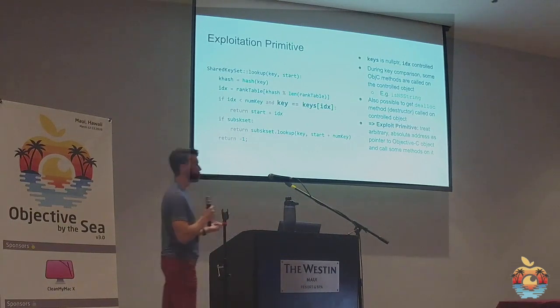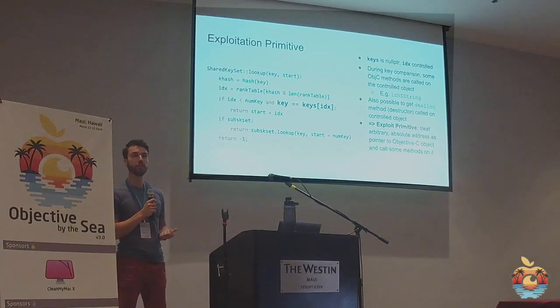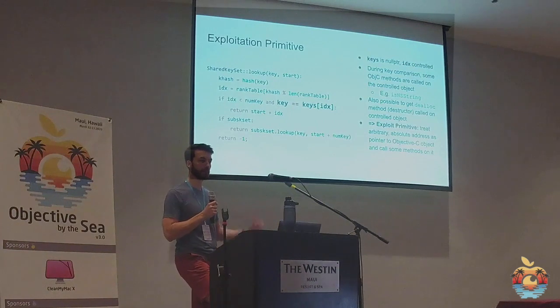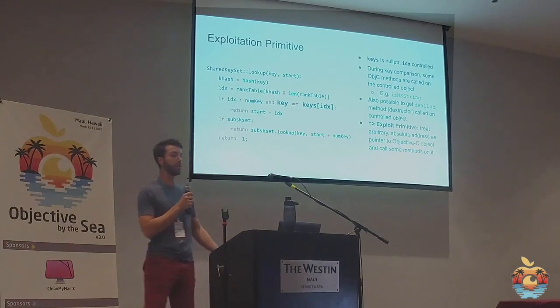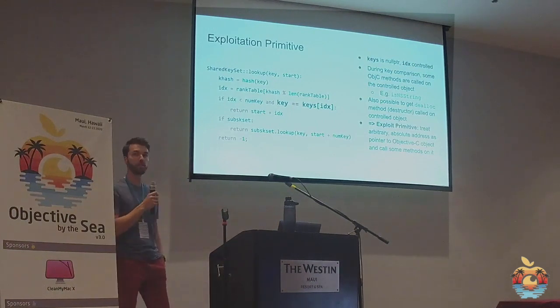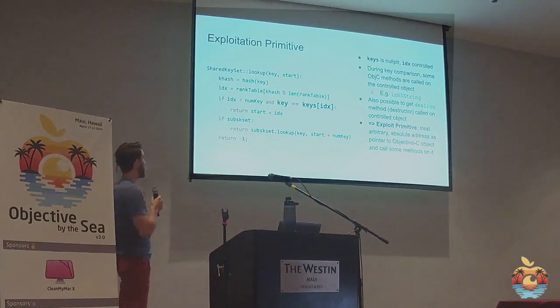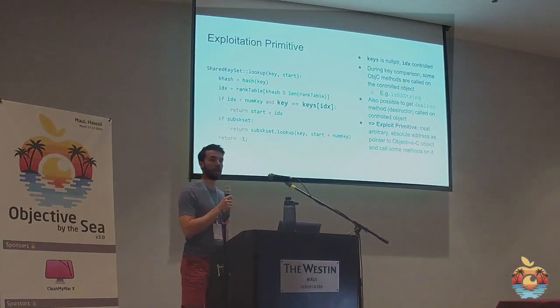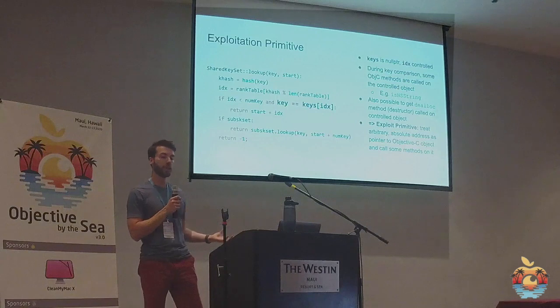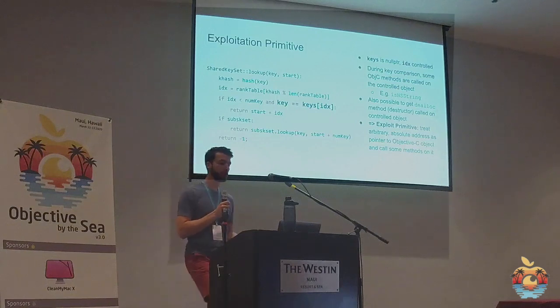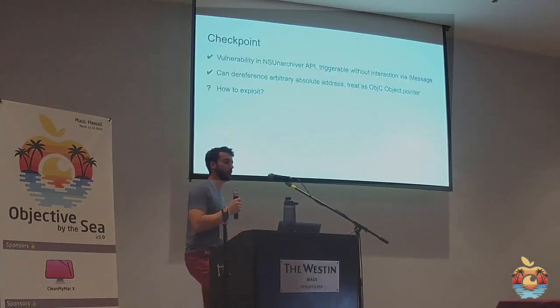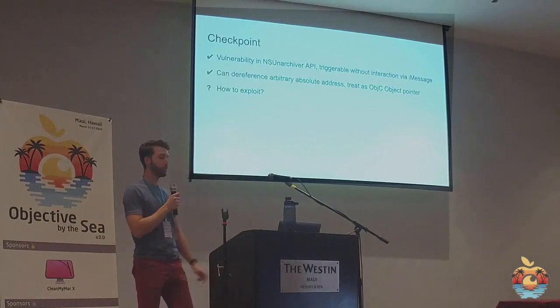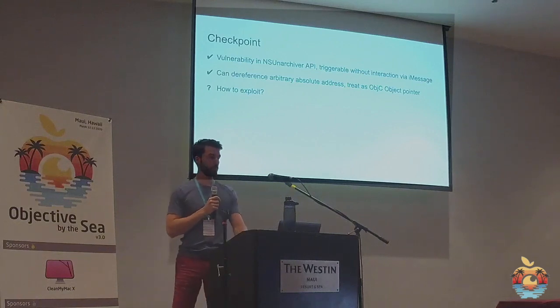But then it's also going to treat that as an Objective-C object and call methods on it during the string comparison. Like, it's going to call isNSString, for example. It's also going to call dealloc, the destructor, on it. And so the primitive we really have is that we can take an arbitrary address, treat it as an Objective-C object, and then get some methods called on it, right?